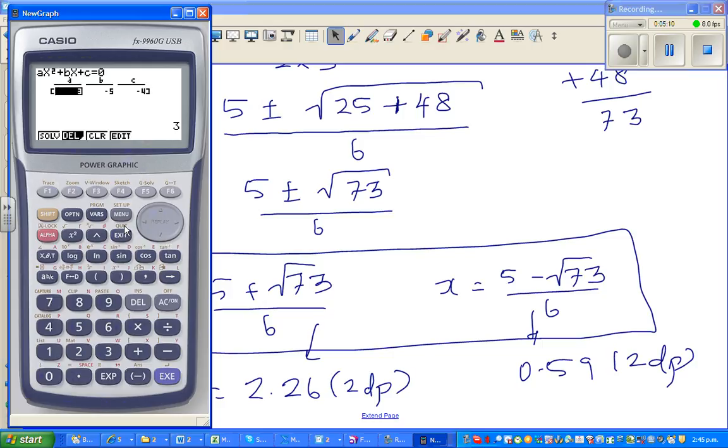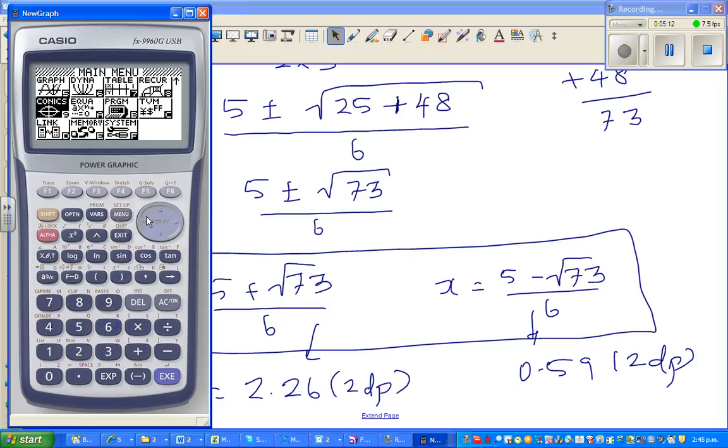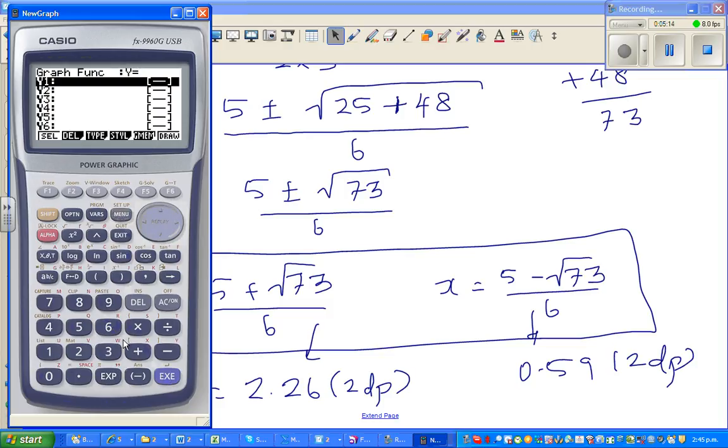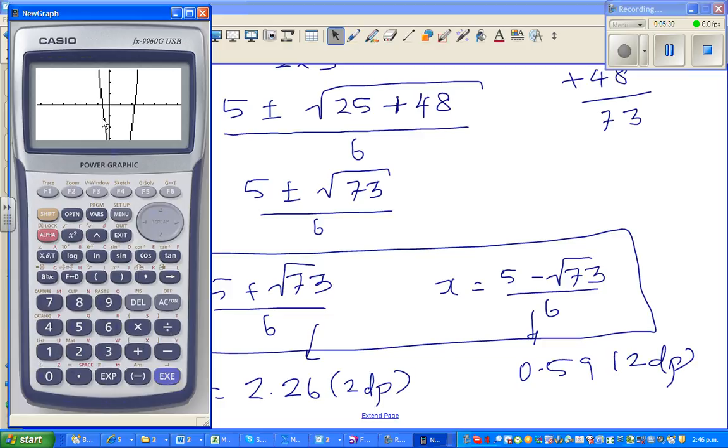Now what does this mean graphically? If you go to graph and type in this equation, that was 3x squared minus 5x minus 4. Okay, so let us graph it. So these are the roots. Okay, this and this are the roots. So you go g solve and root. So this is your negative root, negative 0.59. And if you press this, you get 2.26.